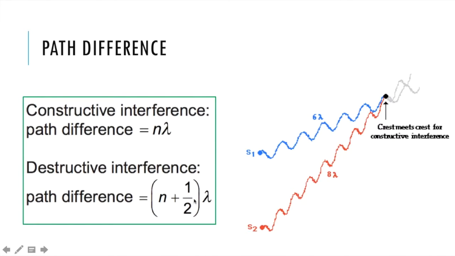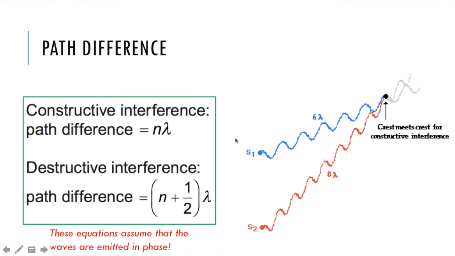And for destructive interference, like we said, we need a half integer number of wavelengths. So this is how we deal with that, (n + 1/2)λ, in parentheses, which means I could have 1.5 wavelengths, 2.5 wavelengths. If n is 0, that would just be 1/2 of a wavelength.